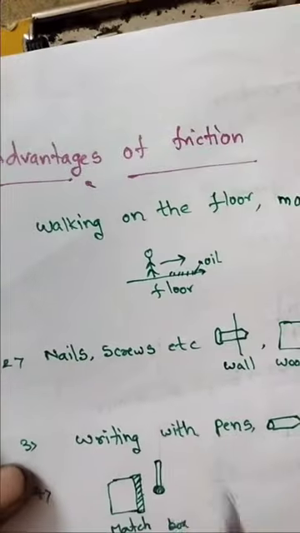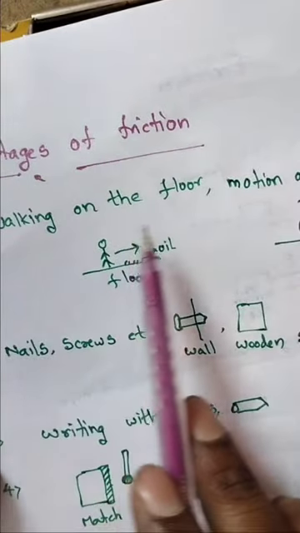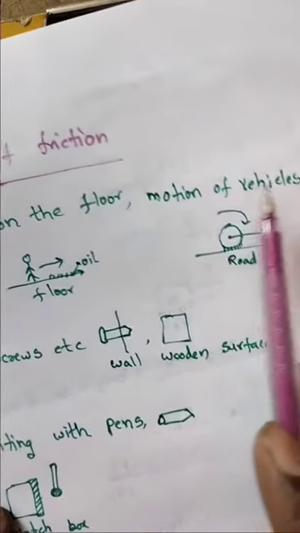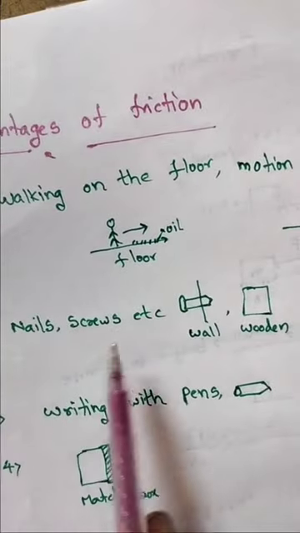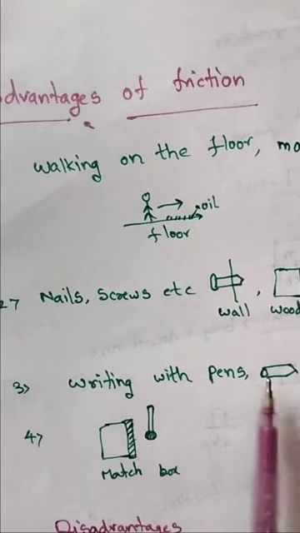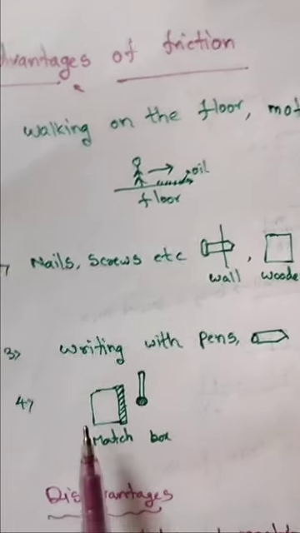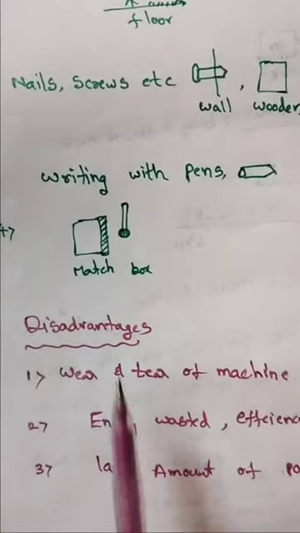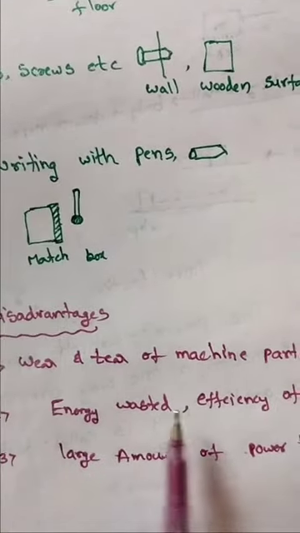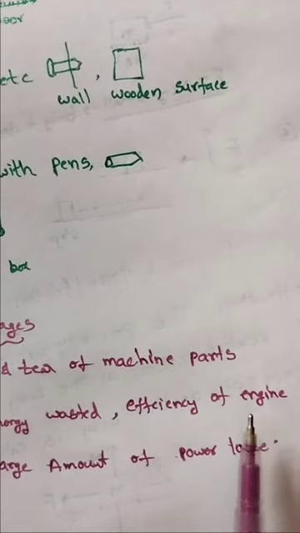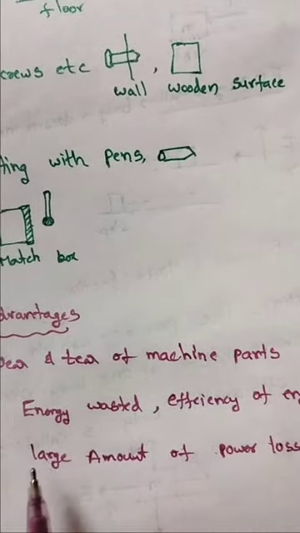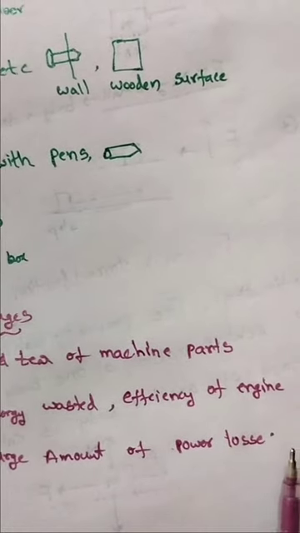What are the advantages? Walking on the floor is easy, motion of vehicles, nails, screws, writing with pen and pencils, and matchsticks. What are the disadvantages? Wear and tear of machine parts, energy wasted, engine efficiency decreased, and a large amount of power loss.